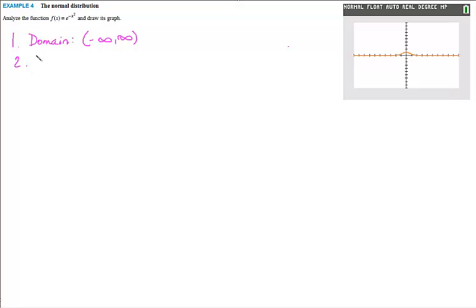Symmetry, normally I'll look at this at the end, but I can see that I have an x squared in here, and I believe that it'll have even symmetry. I can look at this graph here and say, yeah, I see that it's kind of the same on either side. It probably is this even symmetry.